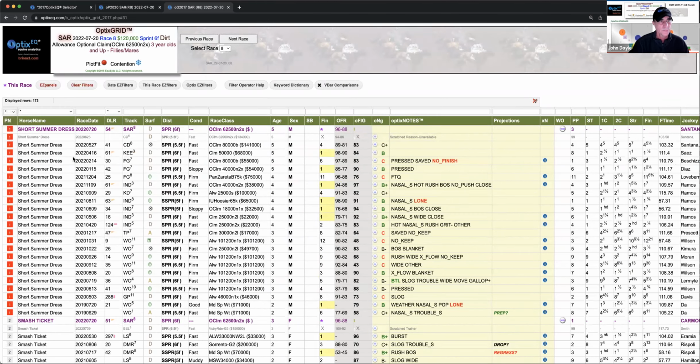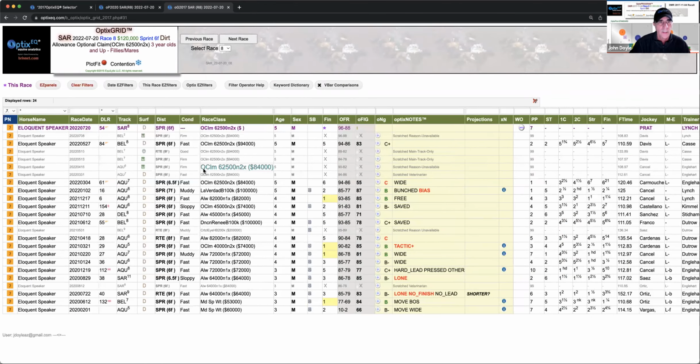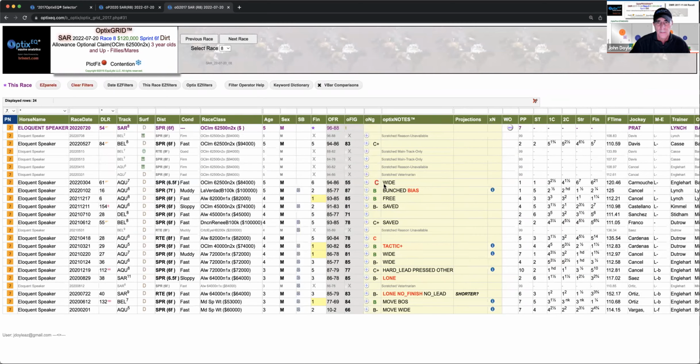The number 7, Eloquent Speaker, is an interesting horse. It looks like they've been trying to work for a soft spot, like waiting for the races to come off the turf. So that always concerns me. Because they don't want to drop the horse, but they want to keep the horse at the same level, but they're looking for an easy race.